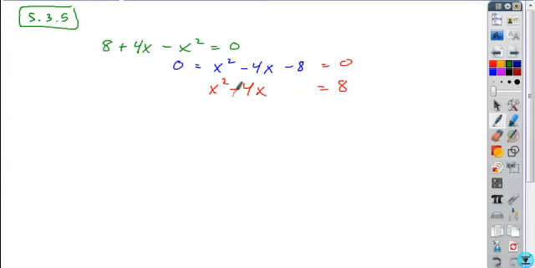So we take half of our b term. Half of our b term is -4. Half of that is -2. And we're going to square that value. So we're going to take -2 and square it. We get +4. We add that to both sides of our equation. By doing that, it allows us to write this left side as a binomial square.